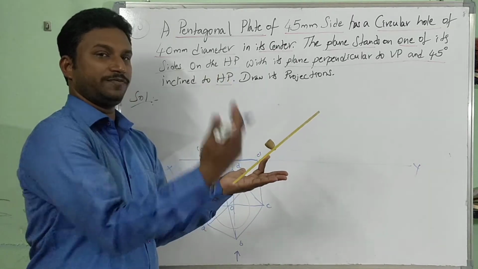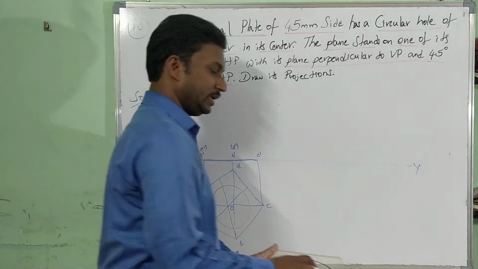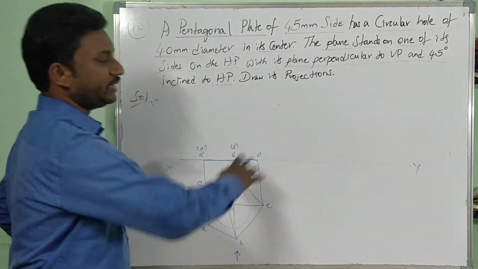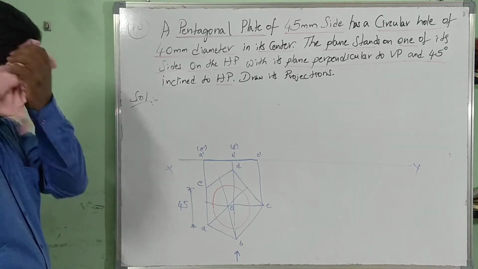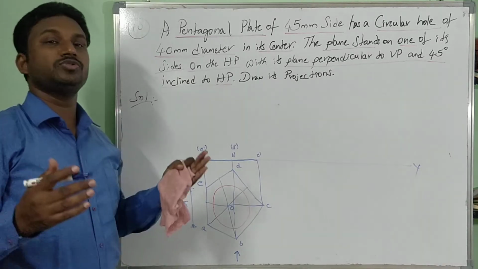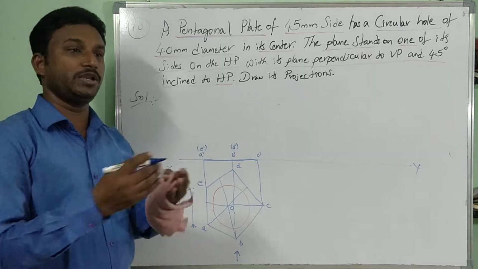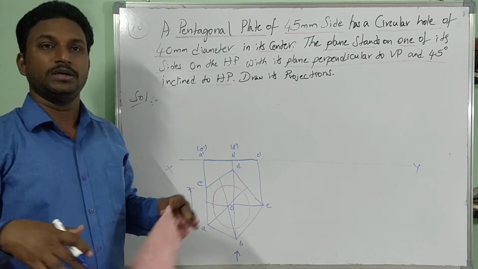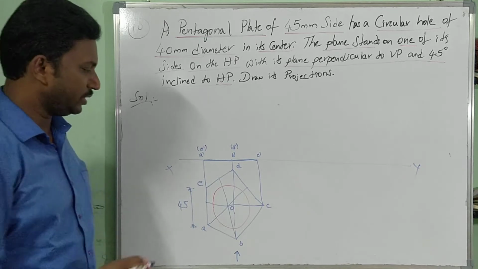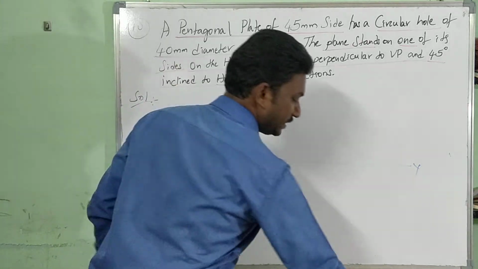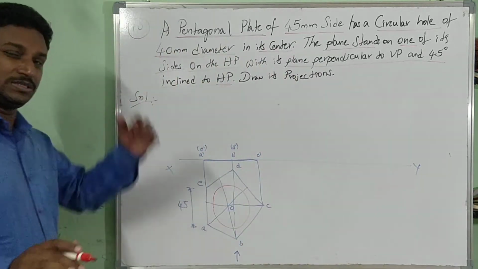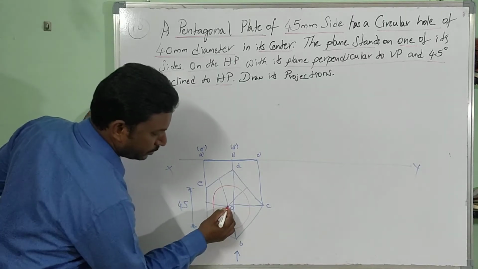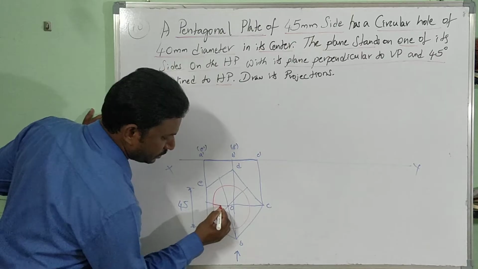that line is lifted to 45 degrees. When that line is lifted, the circle inside it also has to be lifted. To convert a circle into an ellipse, we need more points on its surface. So as usual, we divide this circle into 12 parts, 6 parts or 8 parts, preferably 8. With respect to this center, I am dividing it into 8 parts.